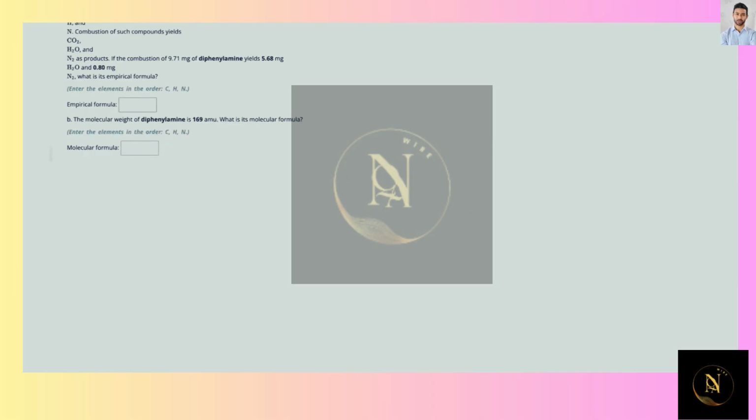Over here we have diphenylamine, which is a compound containing carbon, hydrogen, and nitrogen in its structure, and the combustion is going to generate CO2, H2O, and nitrogen as products. So we're told that the combustion of 9.71 milligrams of diphenylamine is going to generate 5.68 milligrams of water and 0.8 milligrams of nitrogen gas. With this information, we want to know what is going to be the empirical formula.